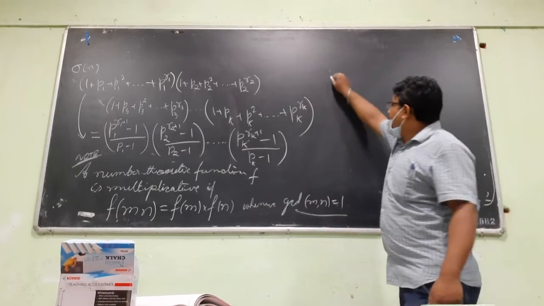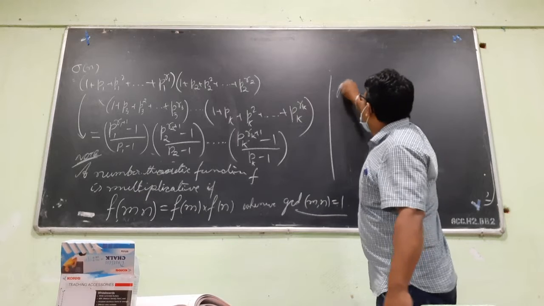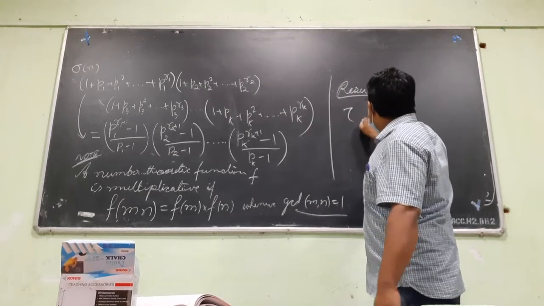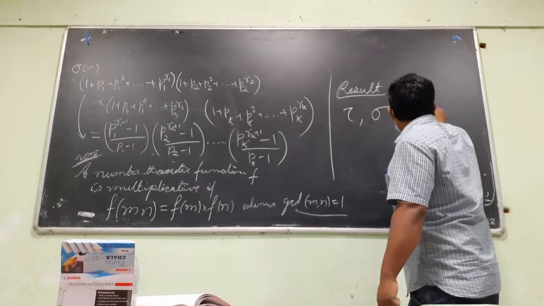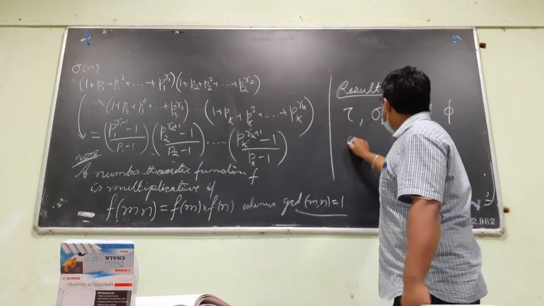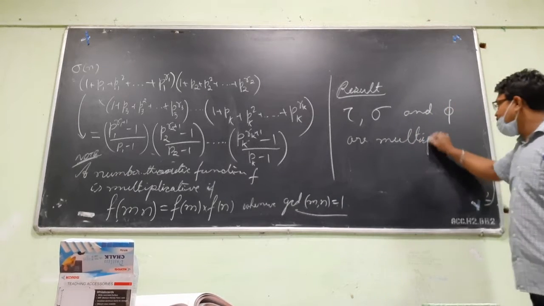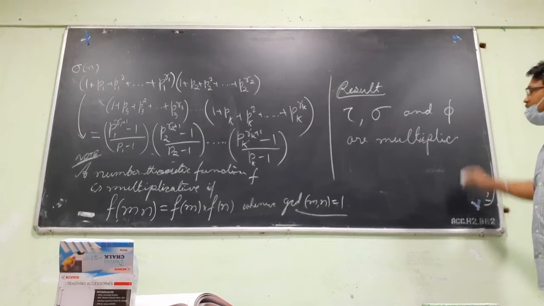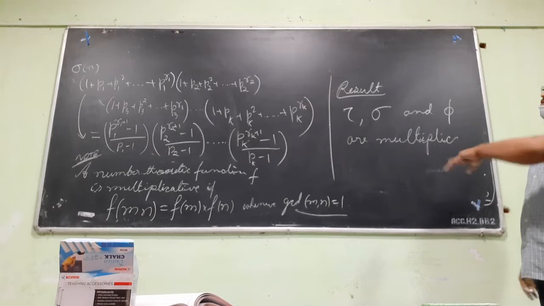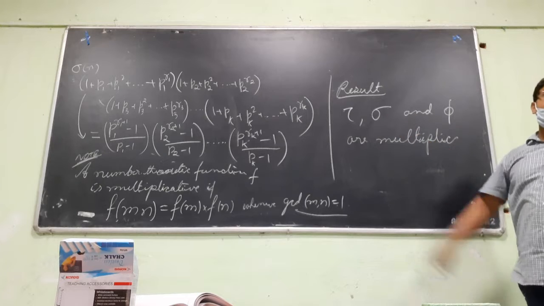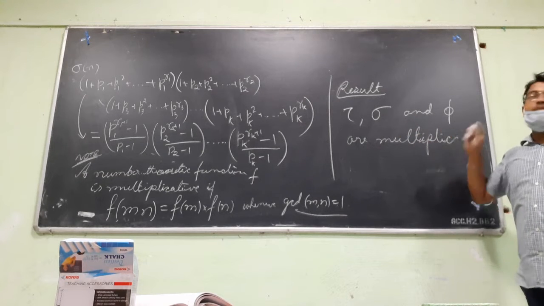And one result that we can use: tau, sigma and phi, all these three functions are multiplicative. They are always multiplicative. So we don't require the proof. These are done in number theory courses. We require the result. For the Olympiads, we don't need the proof of this, but we need this property, that phi is a multiplicative function.